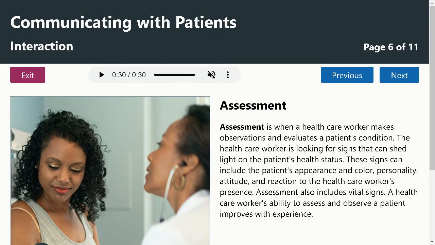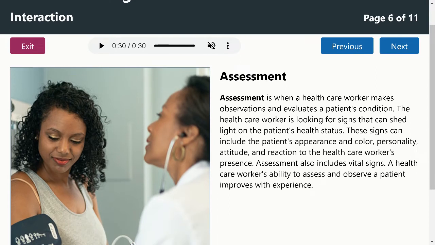All right, so assessment is when a healthcare worker makes observations and evaluates a patient's condition. The healthcare worker is looking for signs that can shed light on the patient's health status. These signs can include patient's appearance and color, personality, attitude, reaction to the healthcare worker's presence. Assessment also includes vital signs. Healthcare workers' ability to assess and observe a patient improves with experience.